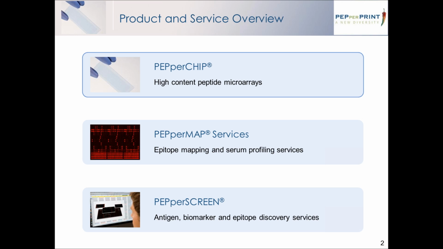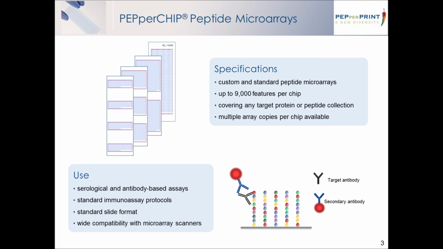First, I would like to focus on the PEPperCHIPs, which are the peptide microarrays. The PEPperCHIPs can be customized for standard peptide arrays with up to 9,000 spots per chip in variable peptide length. We can print any target protein or peptide collection within 2 to 3 weeks. And depending on the size of the array, multiple array copies can be printed, which can be assayed individually. On the left, you can see a schematic of the different array layouts with different numbers of array copies per slide.